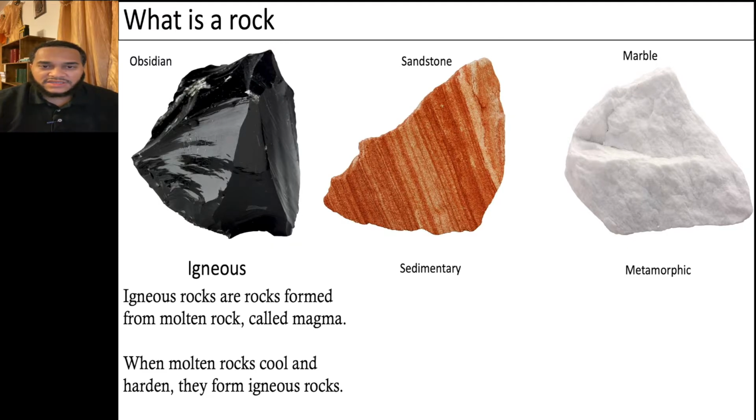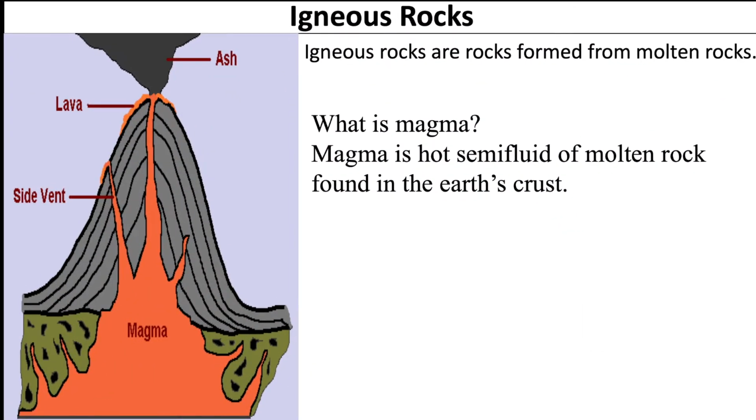Igneous rocks. Igneous rocks are molten rocks formed from magma. When molten rocks form, they cool and harden. And as they harden, they form igneous rocks. Igneous rocks are rocks formed from molten rocks, and these molten rocks are either magma or lava.